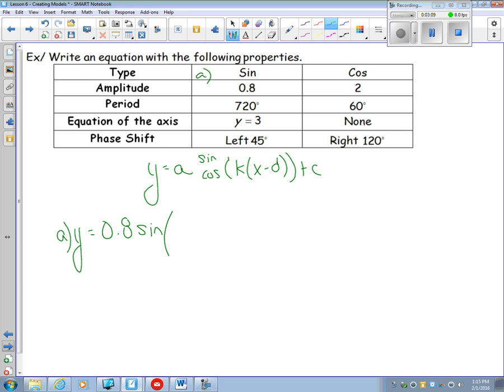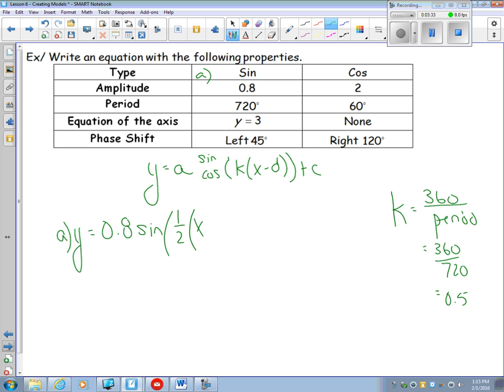K, well, I don't know k, but I know the period is 720. And we said you can find k by taking 360 and dividing it by the period. In our case, 360 over 720, which is 1/2, or 0.5. And I don't care if you use a fraction or decimal. Either one works. So 1/2, bracket, x.